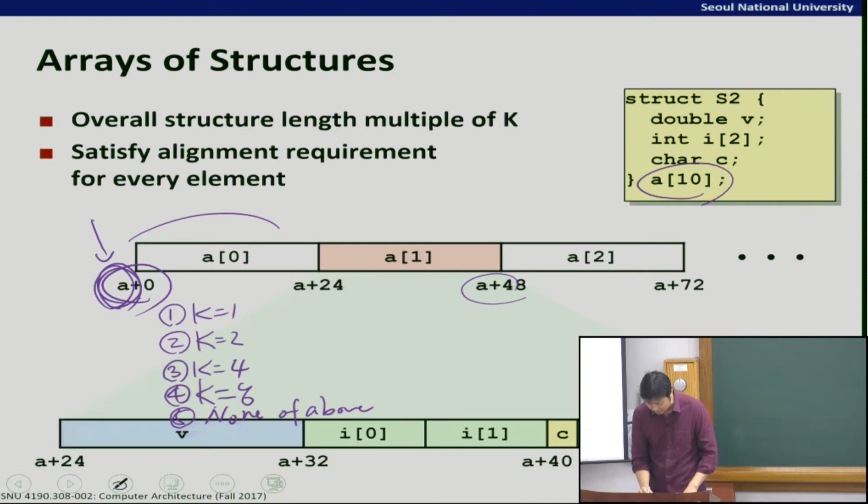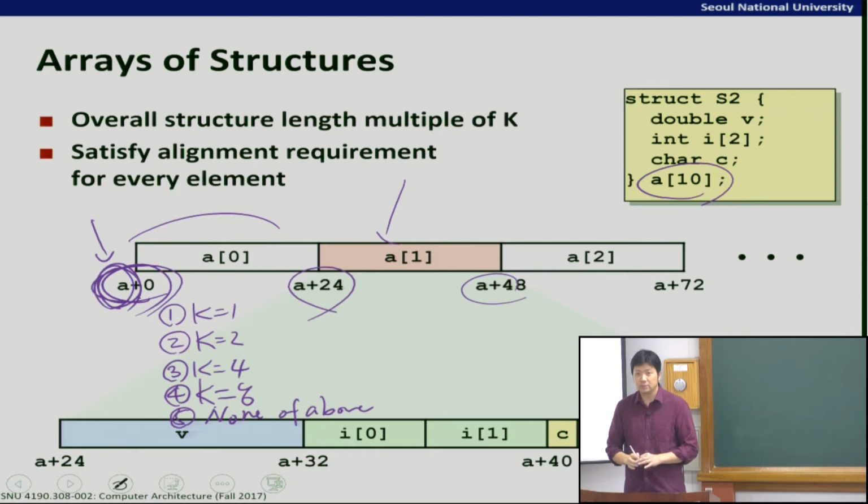So this one must be a multiple of 8, and the following elements will automatically satisfy the alignment requirement, because the next one starts at A plus 24, which is another multiple of 8. If this one satisfies this rule, then all the subsequent elements will satisfy the alignment rules recursively. Okay? Yeah.